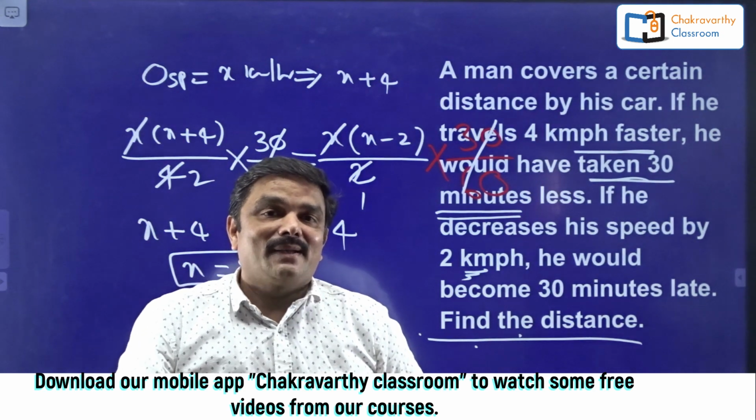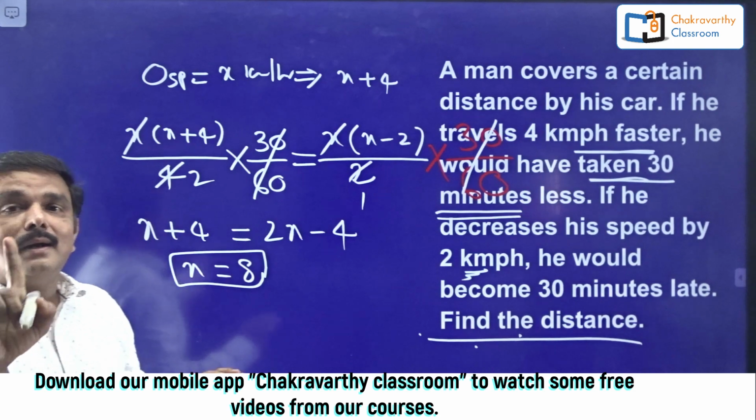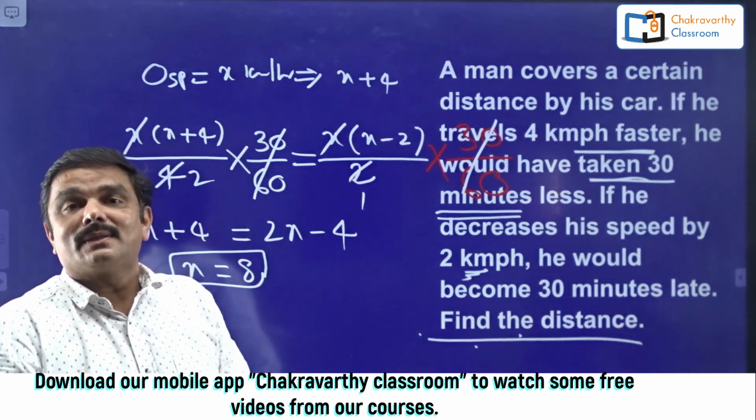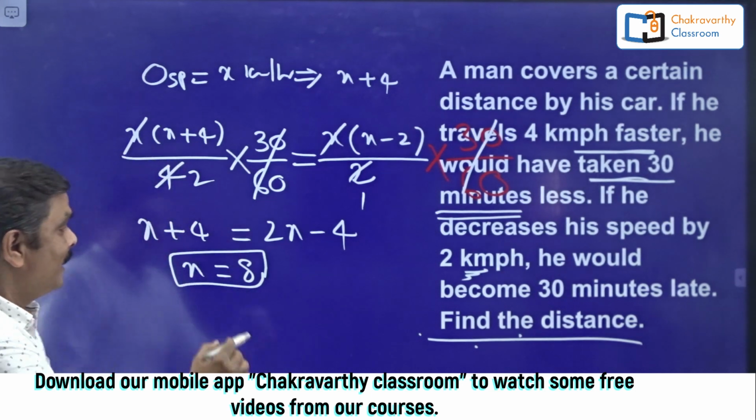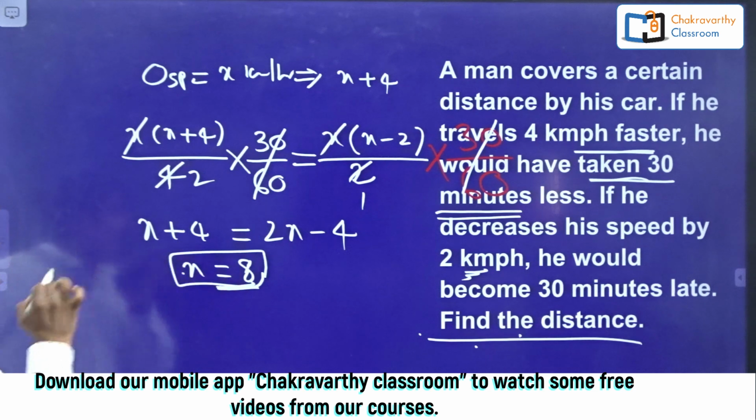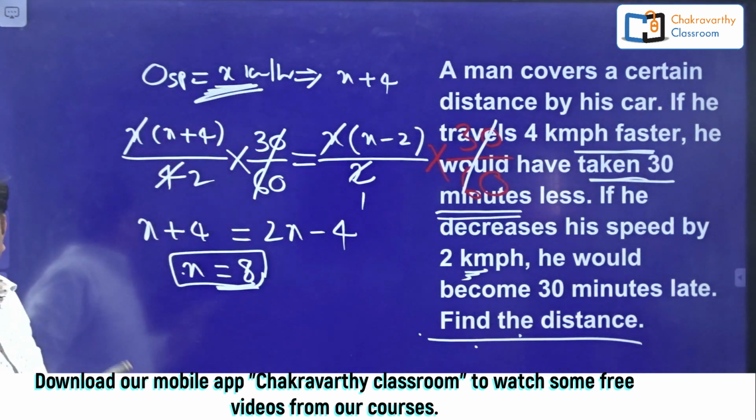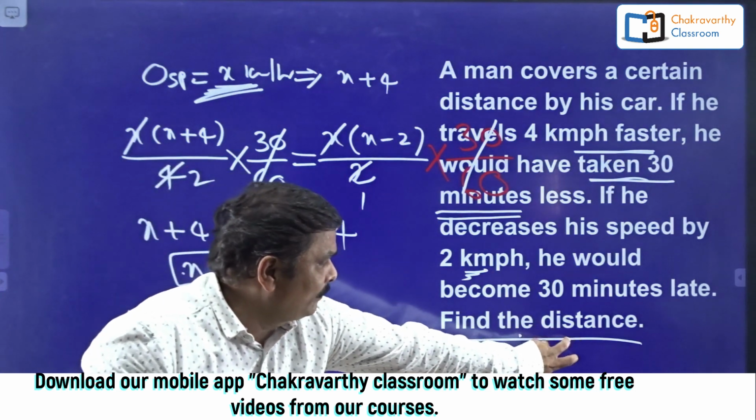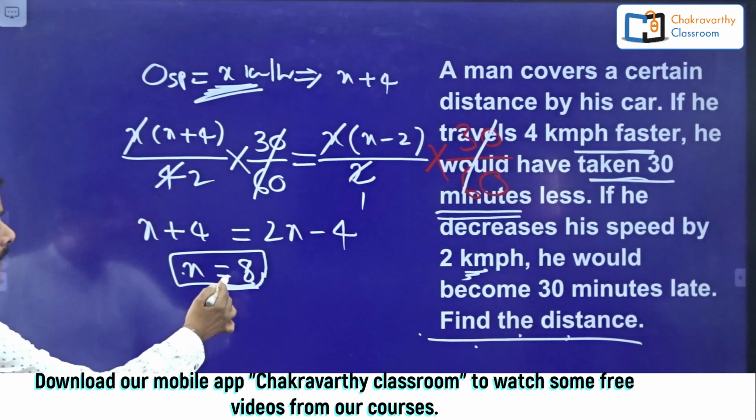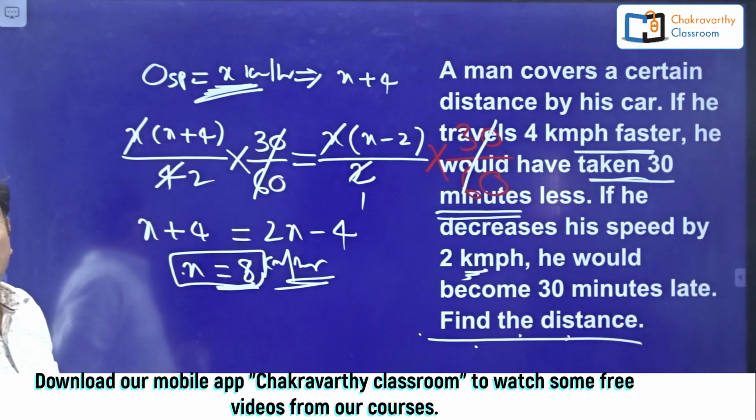Most of the students, almost 60%, go for 8 as the answer. One of the options is definitely 8 kilometers. But students, observe carefully, 8 is not kilometers. What is 8? x is equal to 8. What is x? I have taken the original speed, not the distance. Question, we have to find out the distance, but it is not the distance. It is speed only. Speed is equal to 8 kilometers per hour.